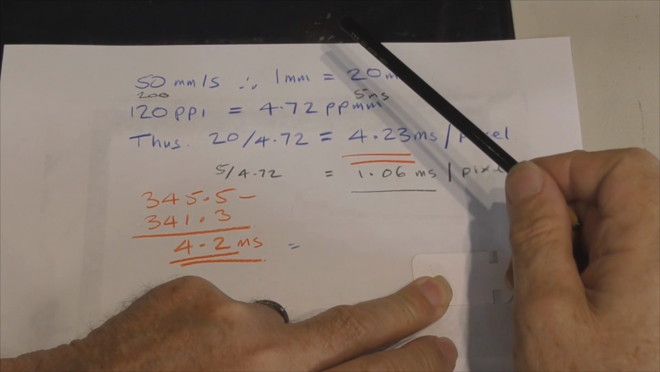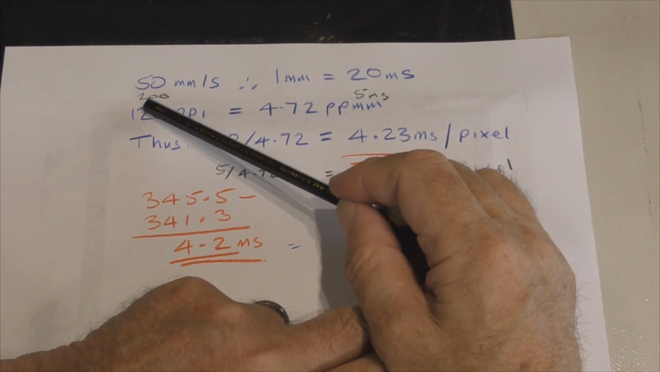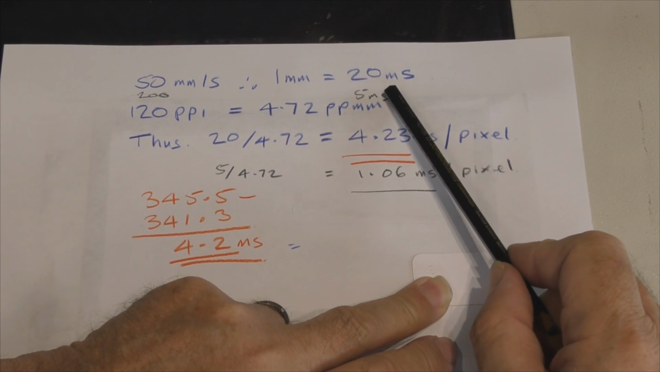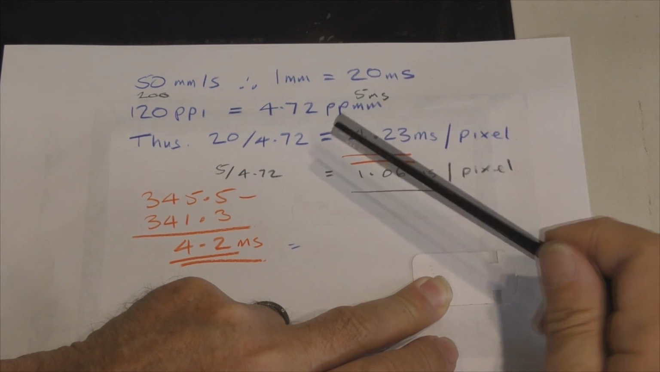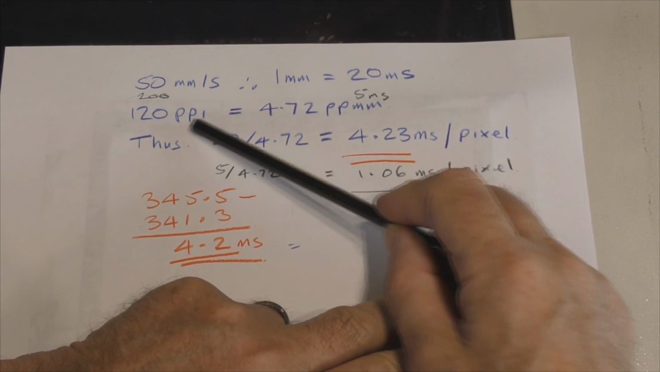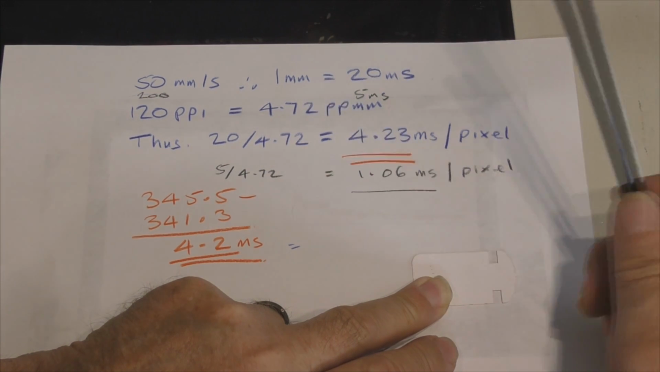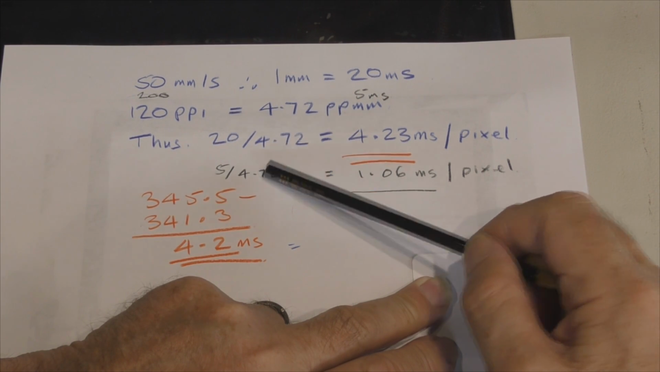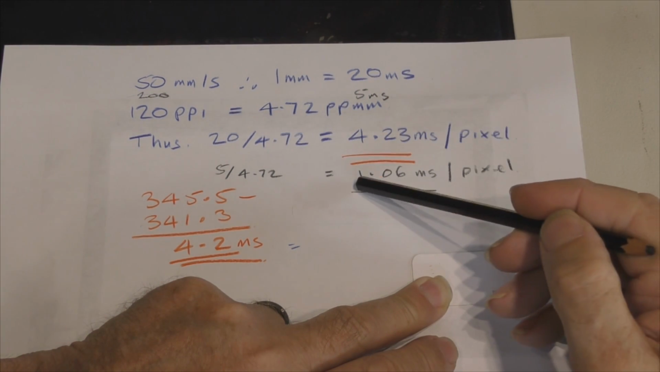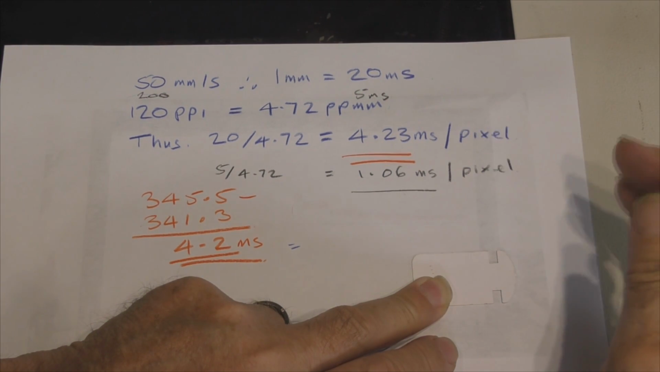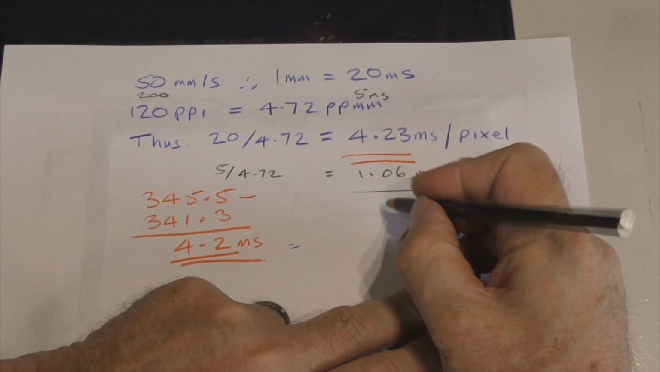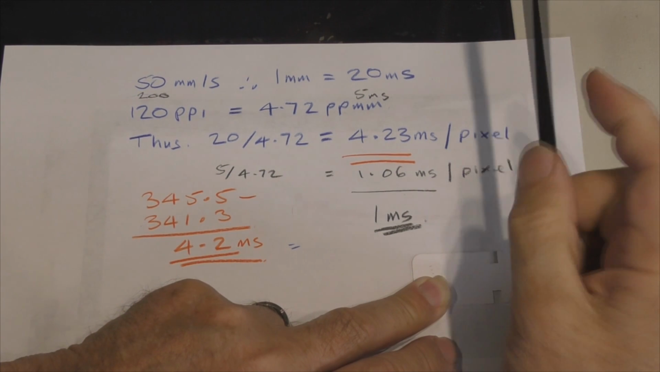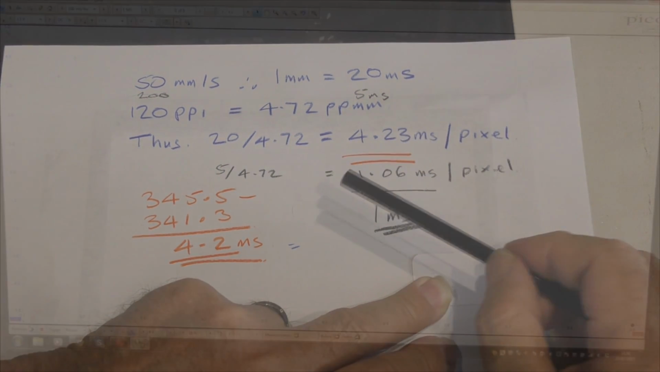Now, using this previous calculation as a template, if we do 200 millimeters a second, then we're going to finish up with 5 milliseconds for 1 millimeter of travel. We haven't changed the resolution, it's still 120 pixels per inch, and therefore all we've got to do is divide the 5 milliseconds by the 4.72, and what we finish up with is roughly 1.06 milliseconds per pixel. And the answer that I could see on the screen was roughly 1 millisecond. So again, it looks as though we're seeing complete pixels.